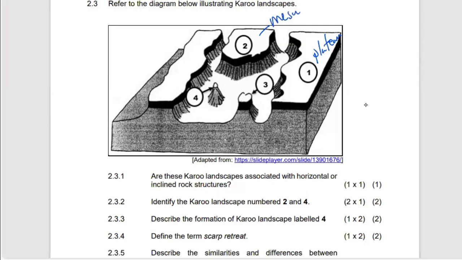The mesa, and we have what we call a butte. What's the difference between a mesa and a butte? A mesa is wider than its height.